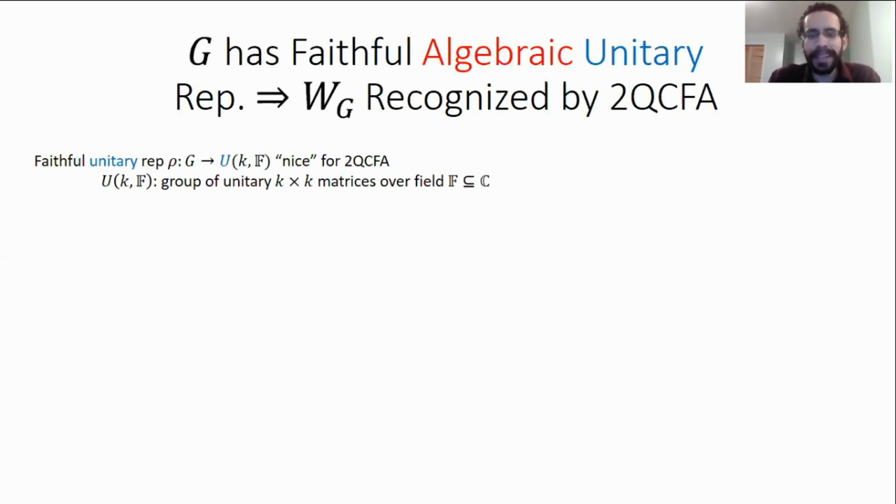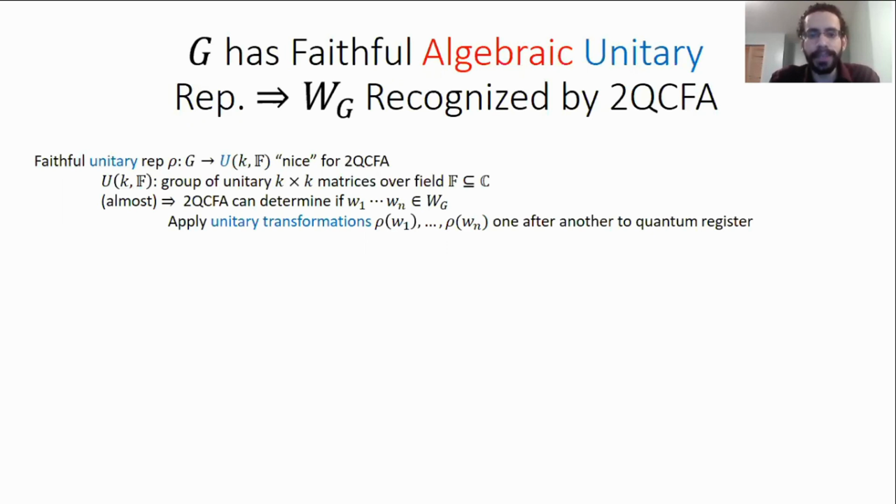This observation by itself already almost implies that a 2QCFA can use a faithful unitary representation, rho, of a group G to recognize the word problem of G, using essentially the Lipton-Zalcstein algorithm. In particular, on input a string W1 through Wn, the 2QCFA will first initialize its quantum register to a carefully chosen state, and then simply apply the sequence of unitary transformations, rho of W1 through rho of Wn, one after another to the quantum register. As rho is a homomorphism, this has the effect of applying rho of the entire input string W to the quantum register. We can then check if rho of W is equal to the identity matrix by performing a carefully chosen quantum measurement.